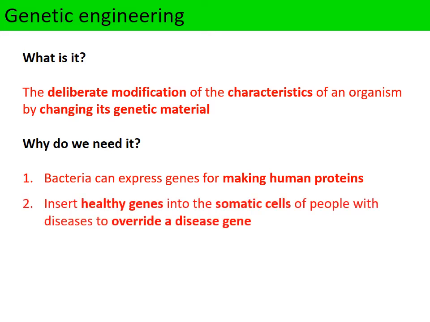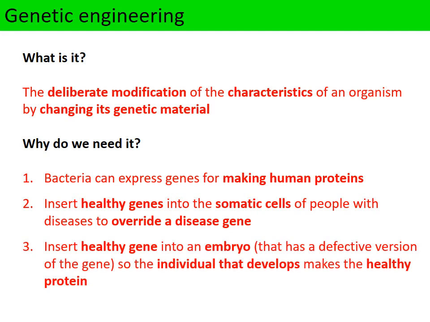We could also make genetically modified human cells, and we could then put them back into a patient, and those cells might be able to express the healthy gene to make the healthy protein. It could also be used in germline therapy, whereby, for example, an embryo is genetically modified, whereby we override a disease allele with a healthy allele that's been inserted into the cells of the embryo.